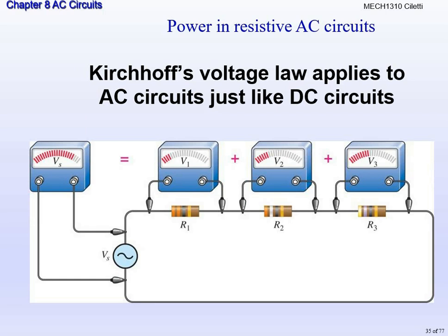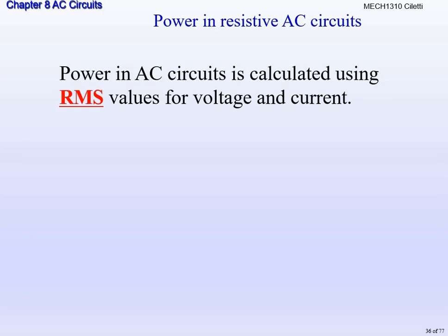So we still read a voltage drop across a component. The current through a series circuit will still be the same, and we'll have different voltage drops across each resistor. Kirchhoff's voltage law and Kirchhoff's current law will still apply to AC and DC voltage, series and parallel circuits. Nothing will change.